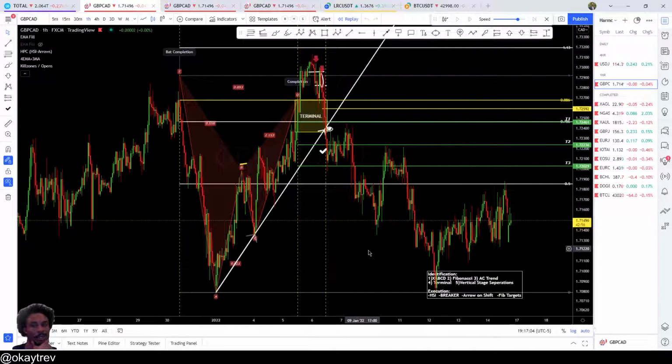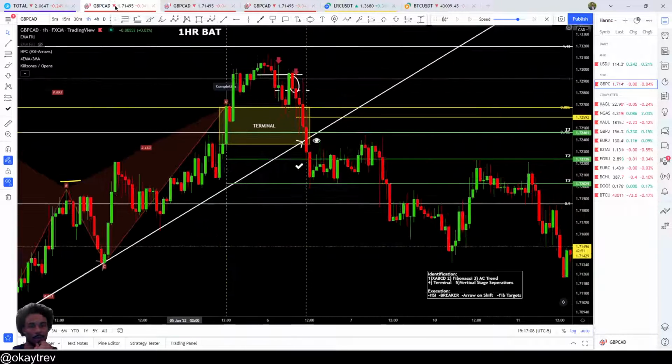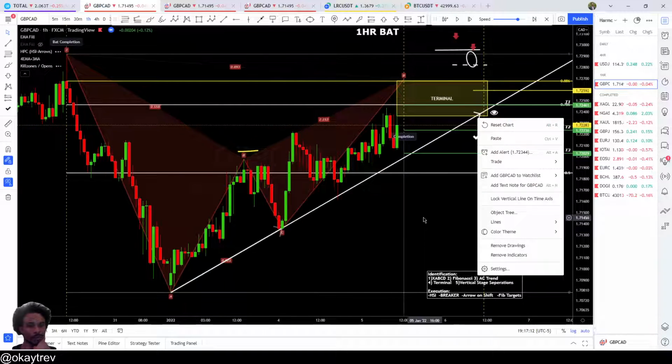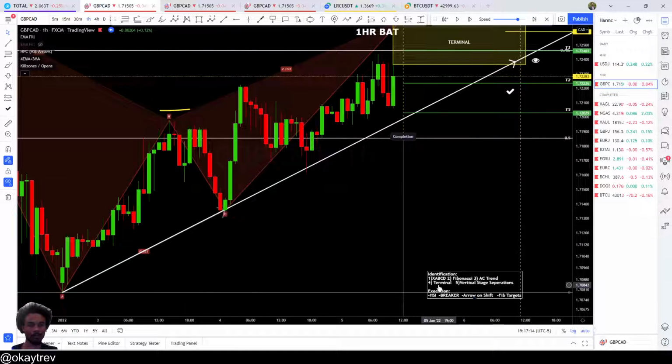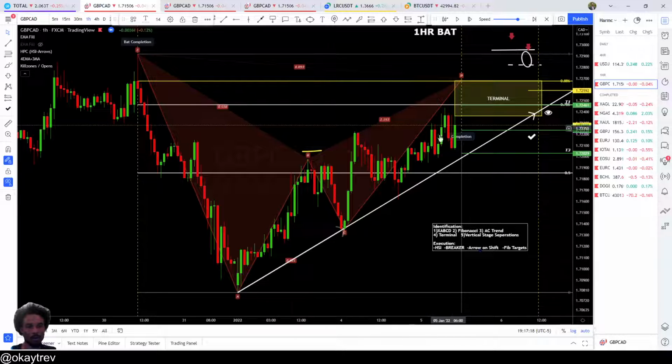Let's go to GBP CAD. Okay, looks like we're working with GBP CAD, 1 hour bat. Gonna rewind this back. Right here, what we're waiting on. Got our identification here. Look, XABCD. Next, we put on our Fibonacci, measuring from our X to A. For a bat pattern, we're looking at the 8/8 identification level.